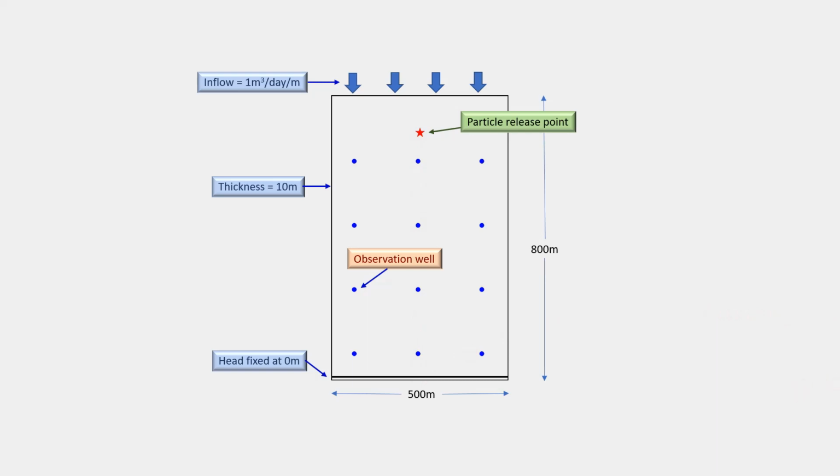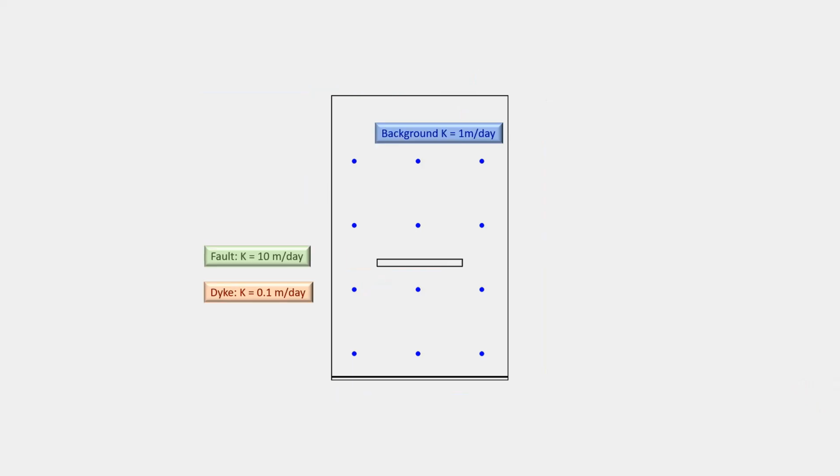The model domain is homogeneous with a hydraulic conductivity of 1 meter a day, except for the fact that I insert a fault or a dike into that model domain. A fault has a hydraulic conductivity that's 10 meters a day, it's conductive. A dike has a hydraulic conductivity that's 0.1 meters a day, it is resistive. And I'm going to look at 3 orientations of the dike and the fault.